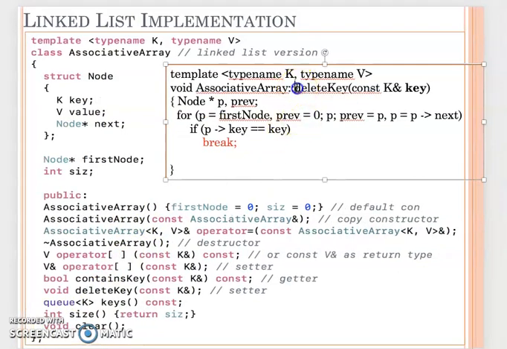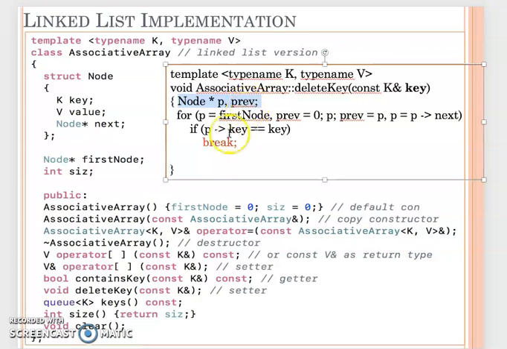Let's restart our delete key. Our delete key still needs a for loop. But don't forget, when we find the node, we need to remove that node, and we need to have the previous node point to the current node's next. So that's why here we need to define not only P, but the prev as well.